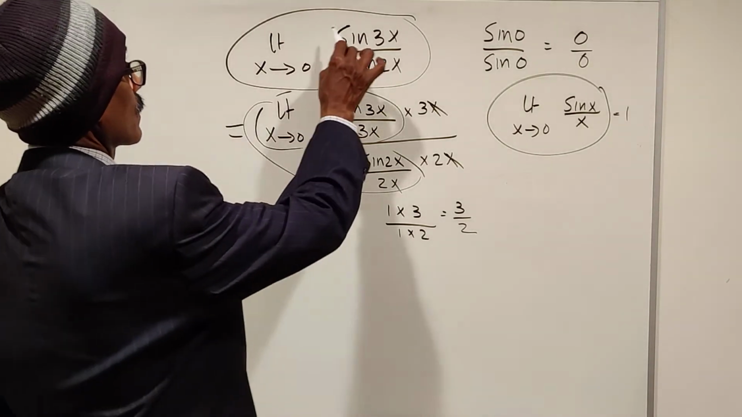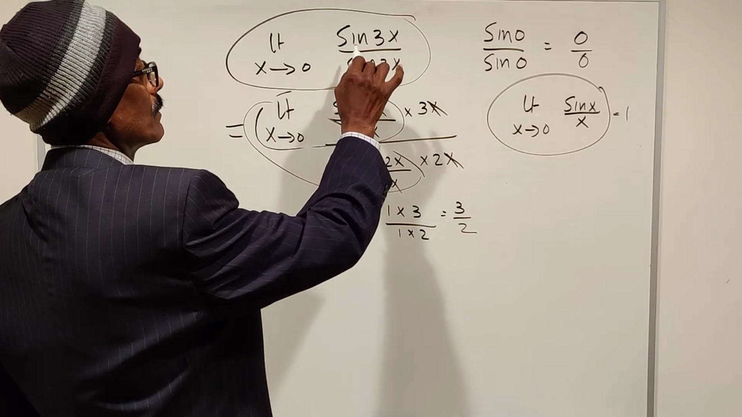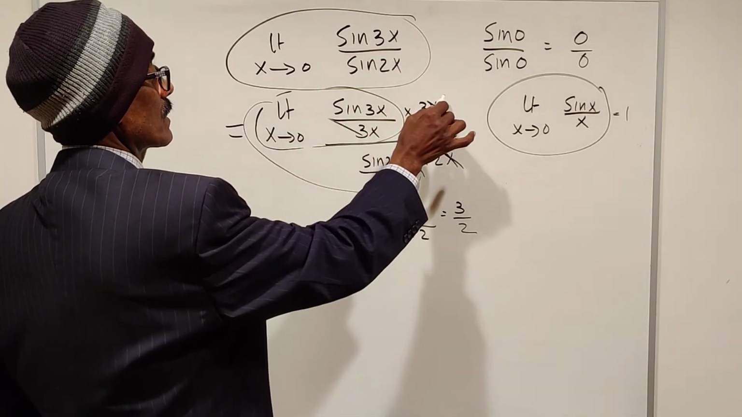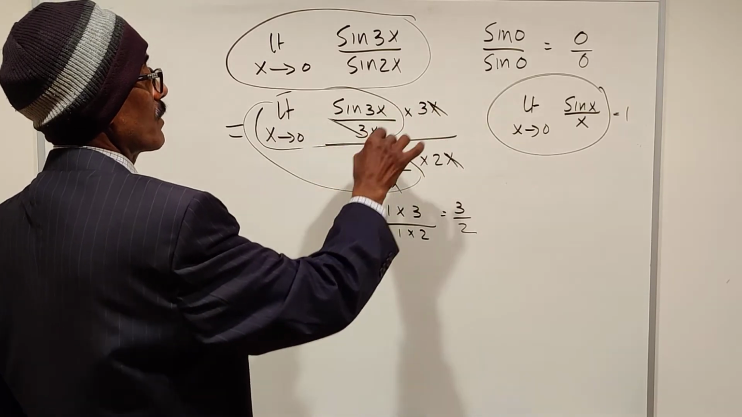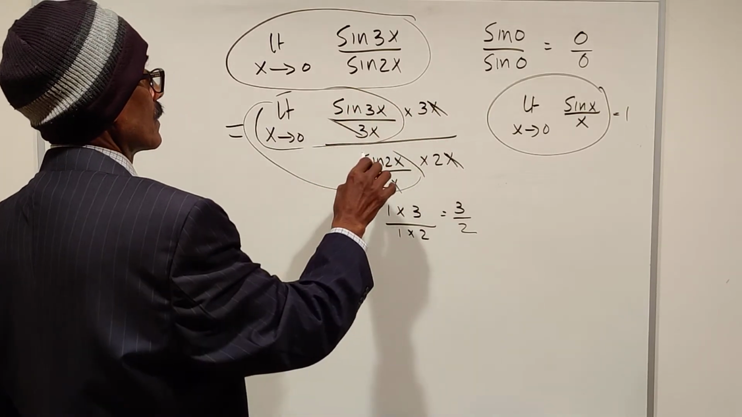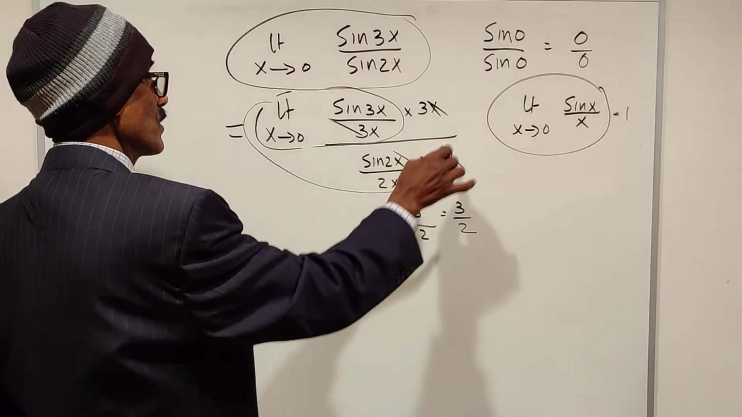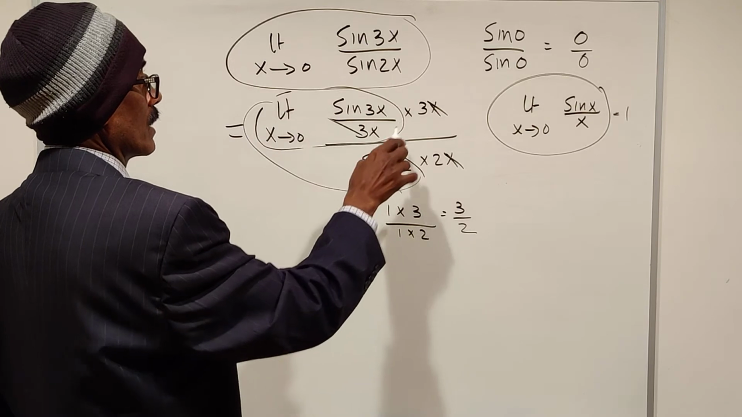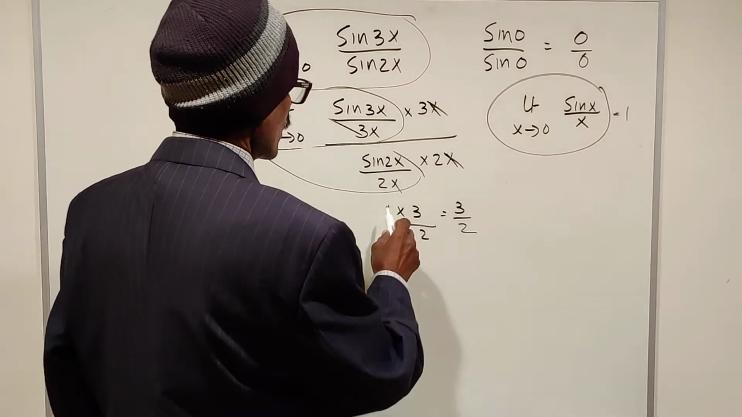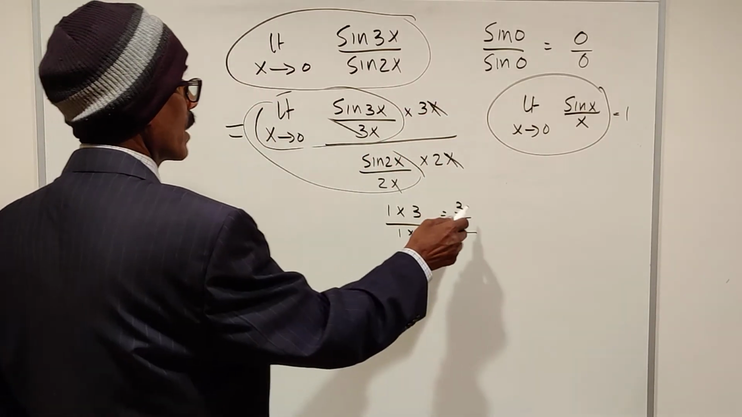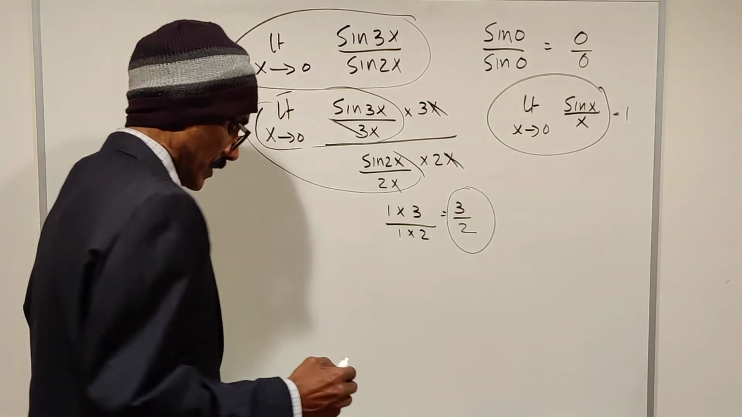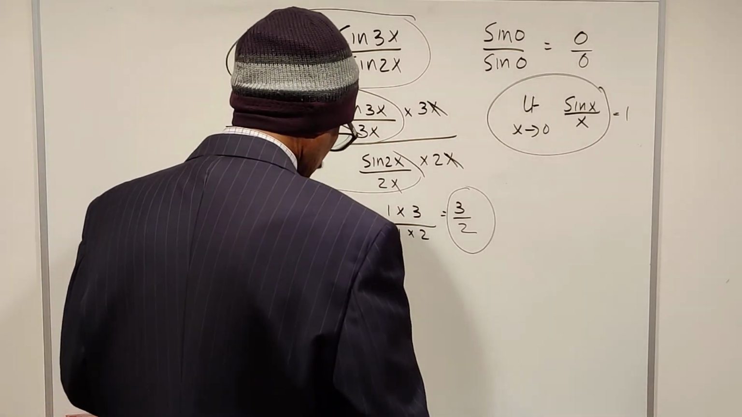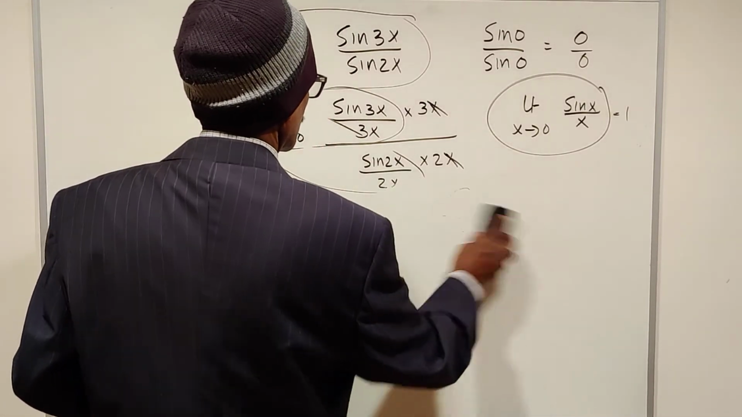See, this is the question. What do you need to do first? Sine 3x by 3x times 3x, because sine 3x by 3x is 1. Then sine 2x by 2x times 2x. This one is 1, this one is 1. X can get cancelled. So 1 times 3 divided by 1 times 2, 3 by 2. So that is the third question.